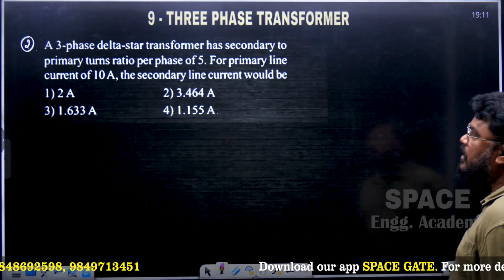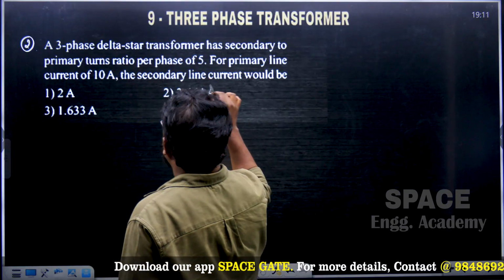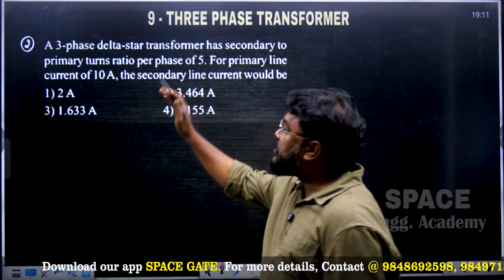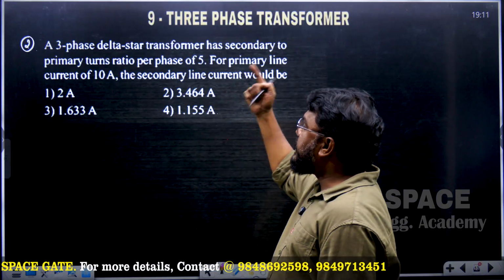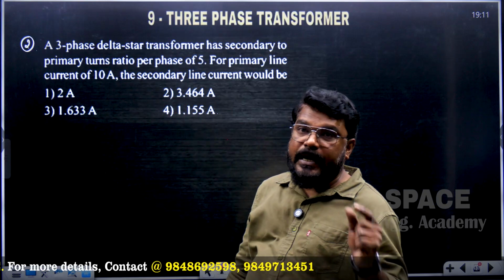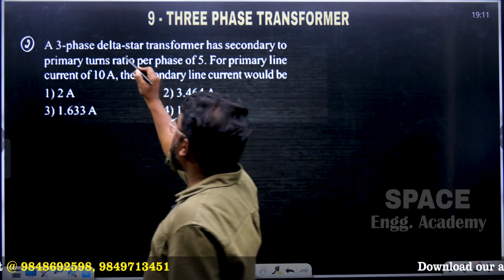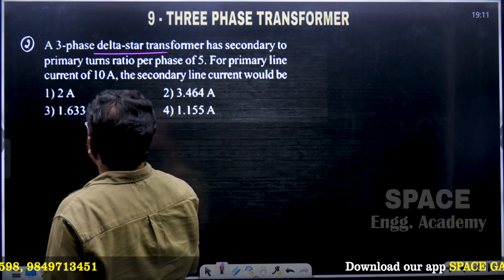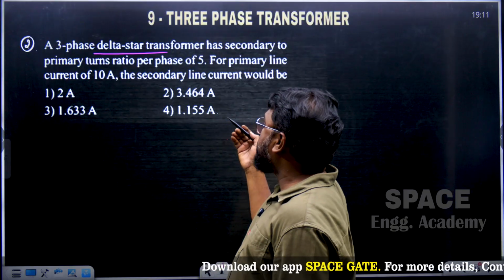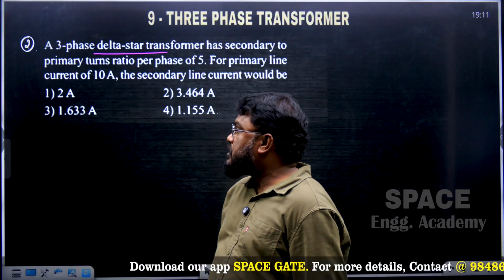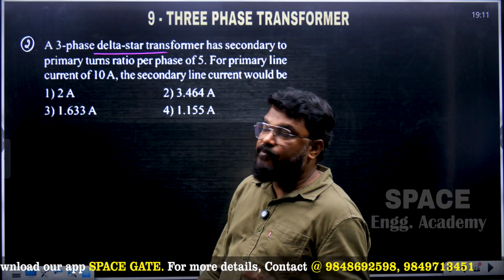And next, let us solve question number 2. A 3-phase delta star transformer has a secondary to primary turns ratio per phase of 5. For a primary line current of 10 amps, the secondary line current would be? So the given transformer is delta star. Option 1 is 2 amps, option 2 is 3.464 amps, option 3 is 1.633 amps and option 4 is 1.155 amps.